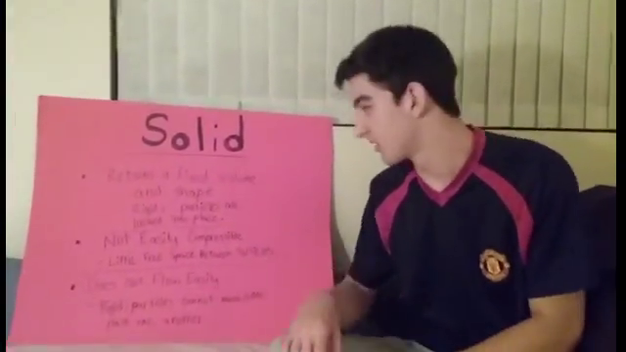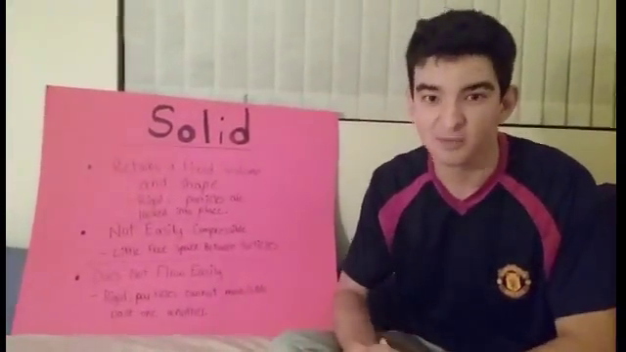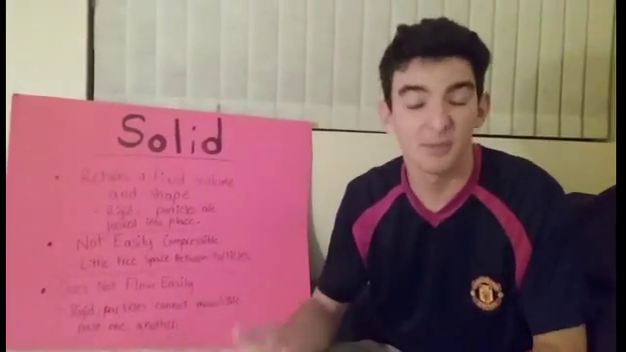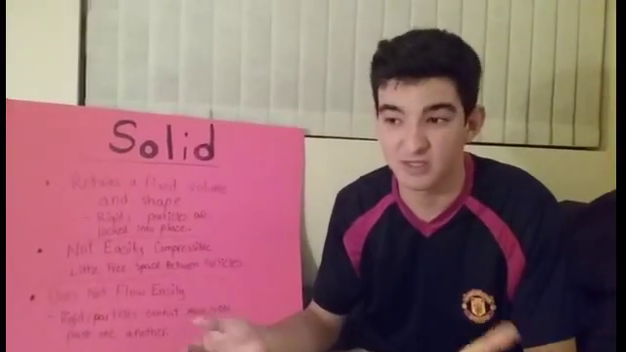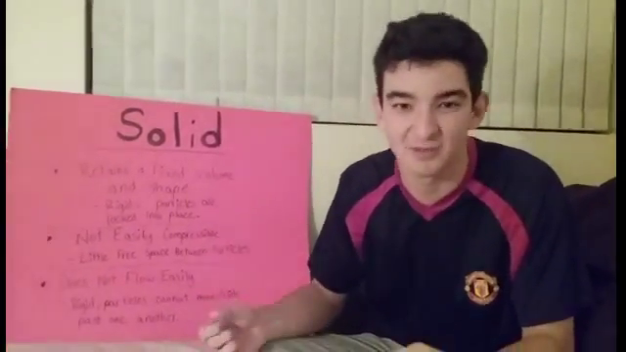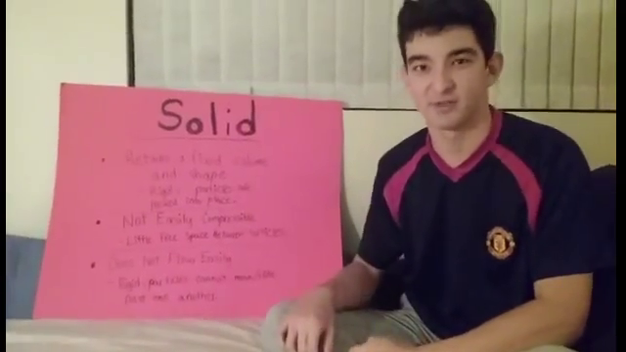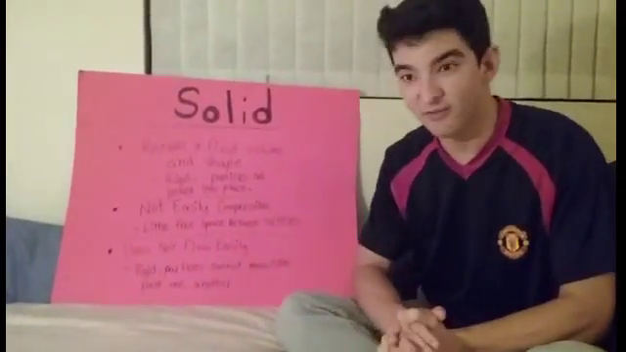Alright, the second property of a solid is that it's not easily compressible. And that's because there's not a lot of free space between the particles, and it can't become any more dense to fit into small spaces. For example, my fist into my other fist. Doesn't work. A third property of a solid is that it cannot flow easily.